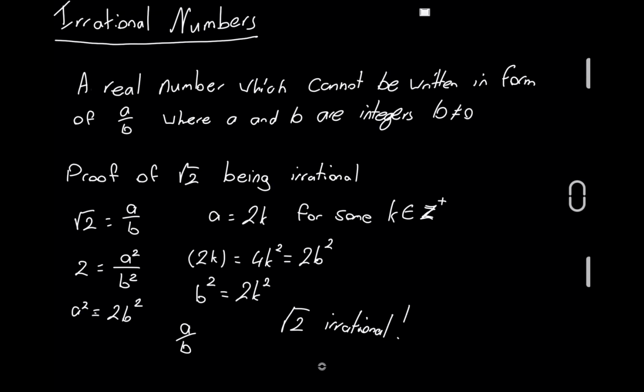Because we've looked at it by contradiction. We've assumed at the start that root 2 is rational. So we've tried this part here to make it be rational. But it turns out that if a and b are both even, then it can't work out. It's a contradiction, hence the name proof by contradiction.